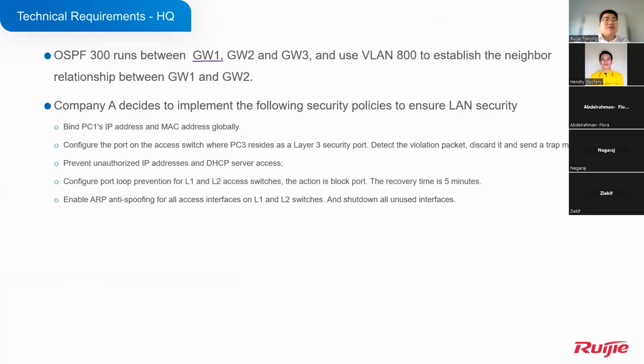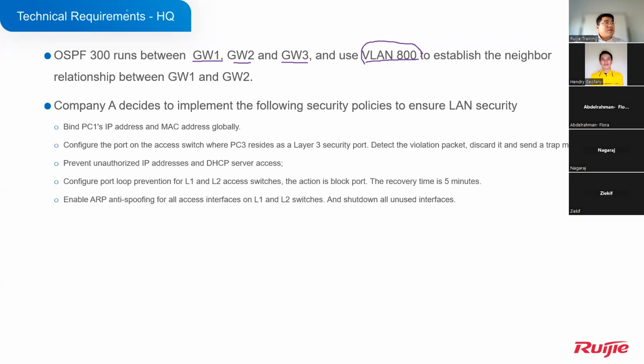And then OSPF 300 runs. Here we run OSPF 300 on GW1, 2, and 3. Use VLAN 800 to establish the neighbor. But on GW1, GW2, GW3, we have VLAN 10, 20, 800 at the same time. How can we only use VLAN 800 to establish the neighbor? It's about a feature of OSPF. We call it silent interface. Okay, silent interface. Later we will see.